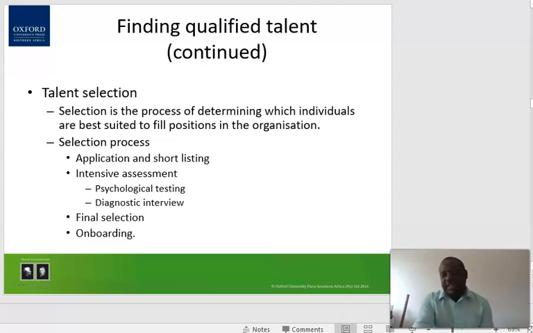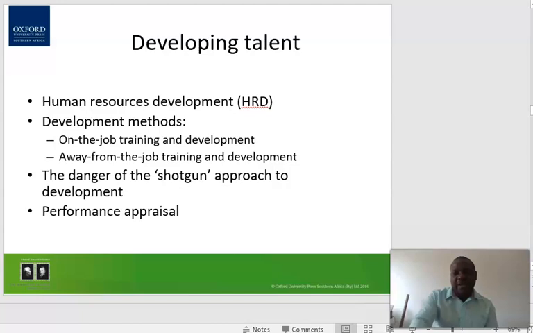You can also read in detail on page 339 of the textbook to understand what onboarding is. What is onboarding? It is where one will actually join the organization and start in the organization.